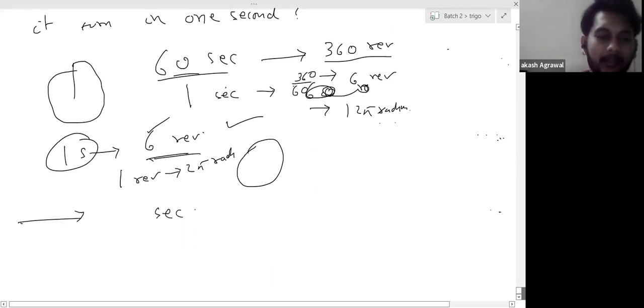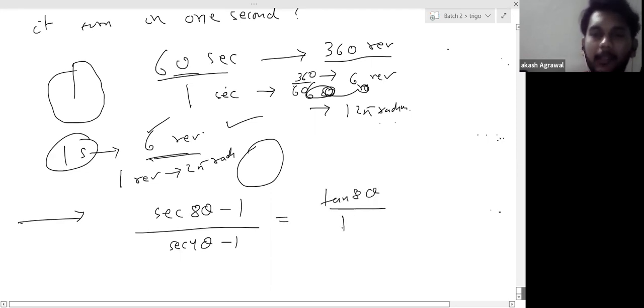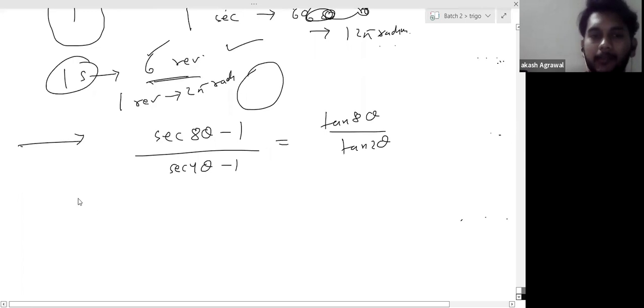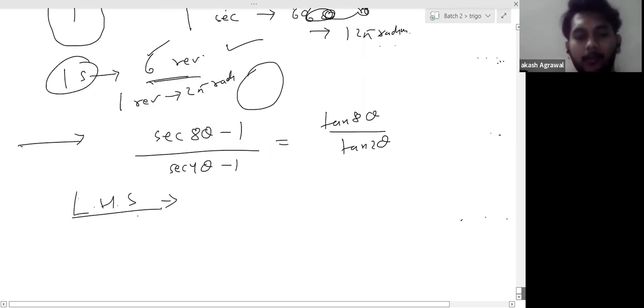So our question is (sec 8 theta minus 1) upon (sec 4 theta minus 1) is equal to tan 8 theta by tan 2 theta. This is a very easy question. Start from LHS. From childhood, you know one thing: whenever you are not able to solve trigonometric questions, you convert it into sine and cos. So try to convert it into cos.